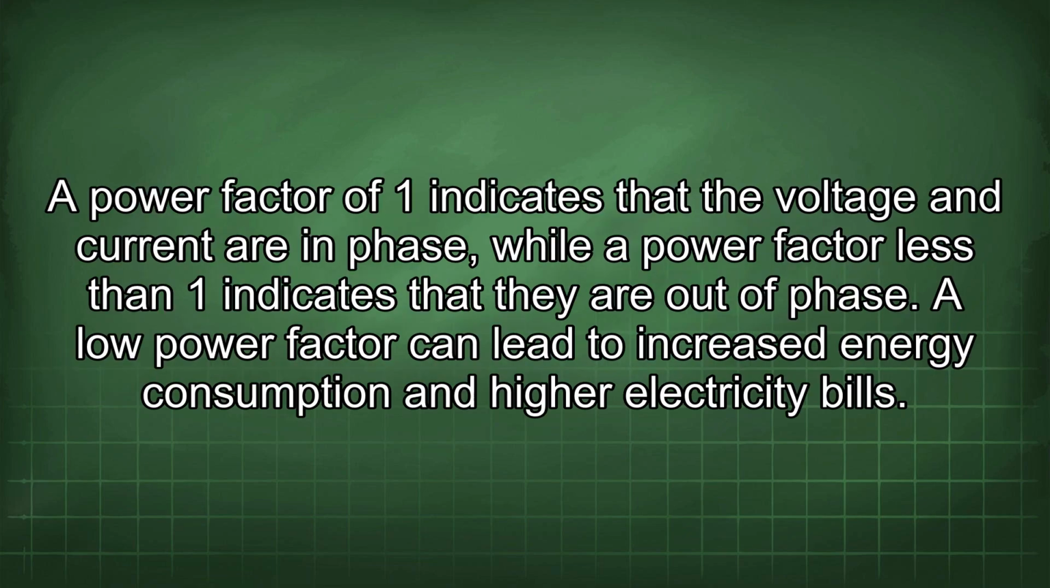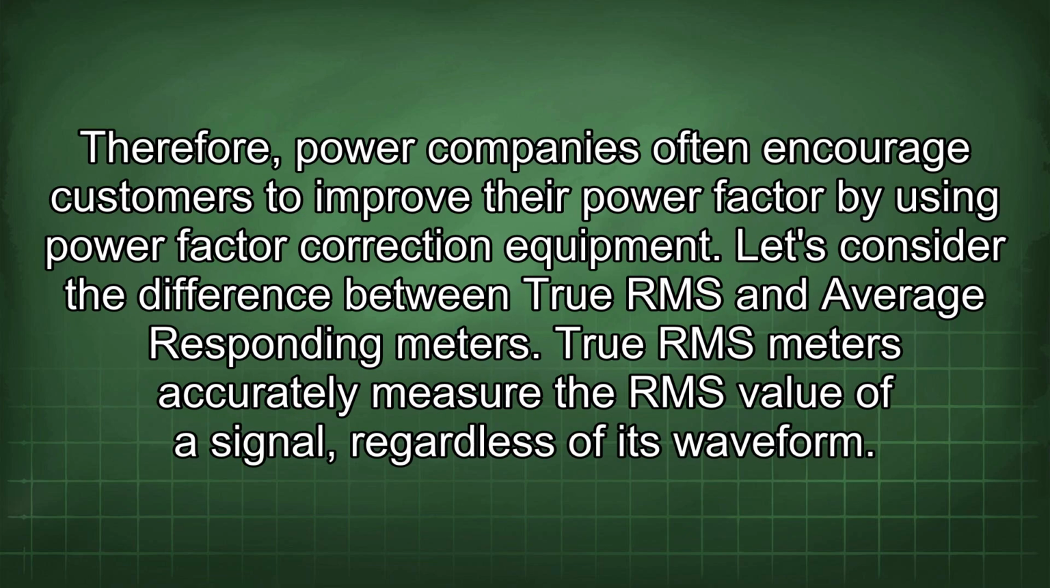A power factor of 1 indicates that the voltage and current are in phase, while a power factor less than 1 indicates that they are out of phase. A low power factor can lead to increased energy consumption and higher electricity bills. Therefore, power companies often encourage customers to improve their power factor by using power factor correction equipment.